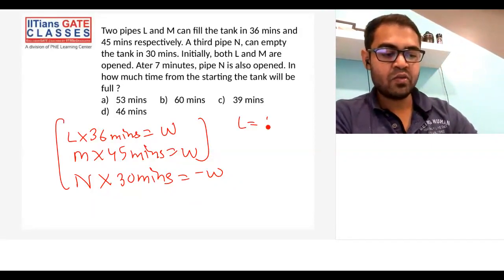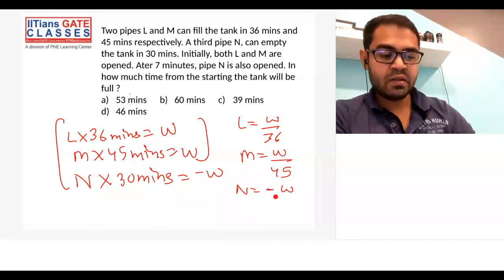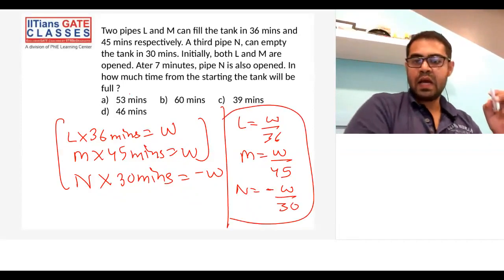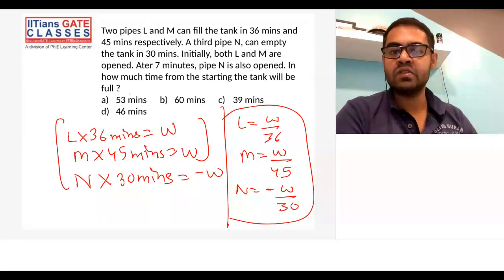So L becomes W by 36. M becomes W by 45. And N becomes minus W by 30. Be careful with the minus sign. When I solve these problems, I know where I'm taking the minus sign, so accordingly I write my equations.